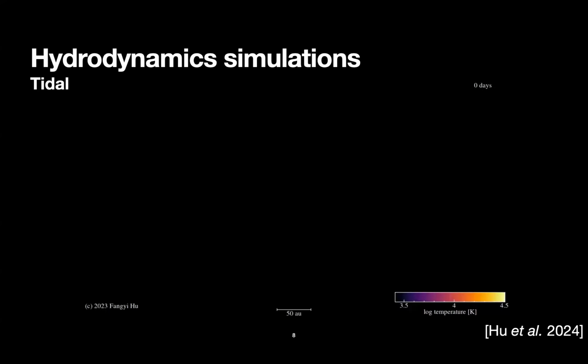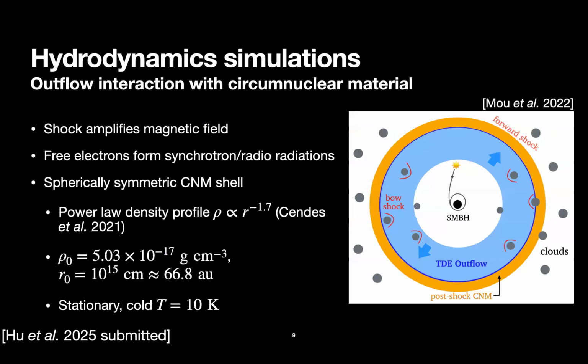Let's leave that aside for now. In the videos, you see there's lots of outflowing going on, and in the galactic center, around the supermassive black hole, we expect there to be some pre-existing gas. Those outflows will collide into this pre-existing interstellar medium and form shocks, which could amplify the magnetic field and accelerate electrons to form synchrotron radiation, which is thought to be what we observe in the radio band.